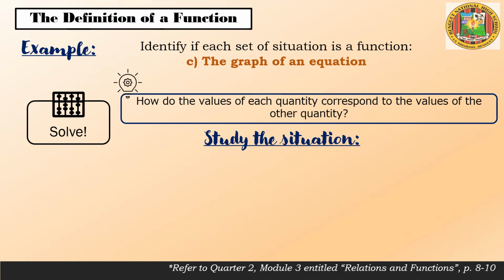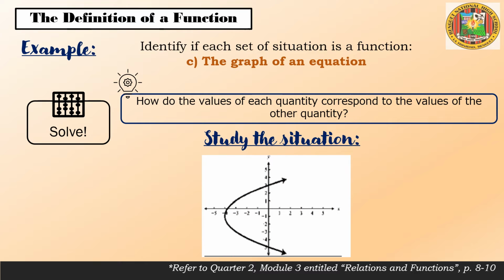Lastly, we look at the graph of an equation. This example is found on exercise 2, item number 8 on page 11. From the graph, we could see that for one value of x, there are at least two values of y. But to determine whether this graph is the graph of a function, we use what we call the vertical line test. In this test, we draw a straight vertical line through any part of the graph.